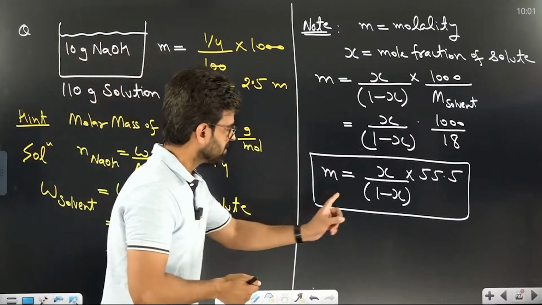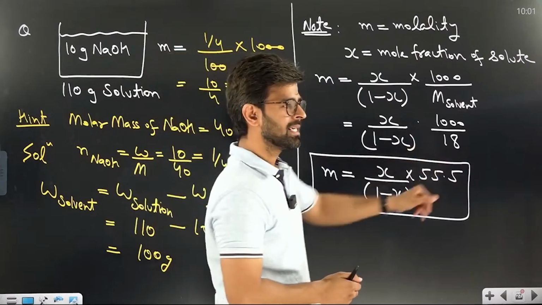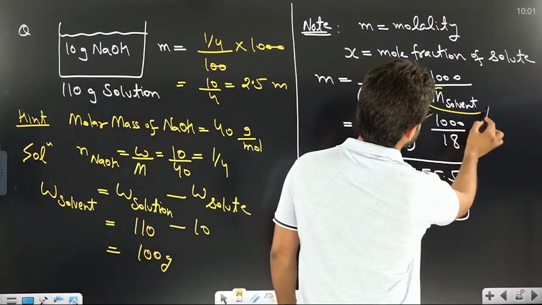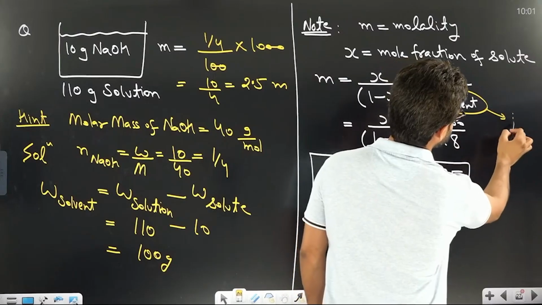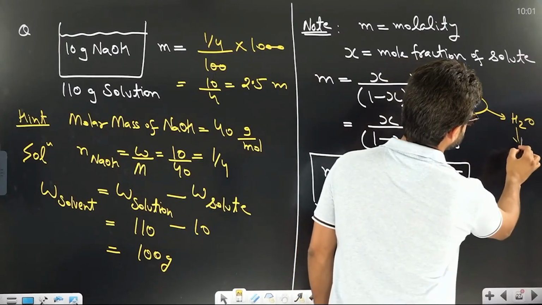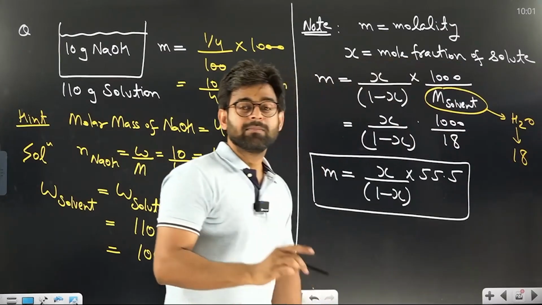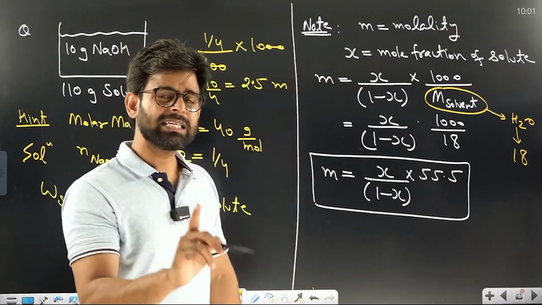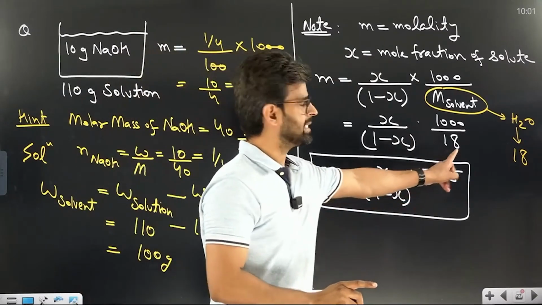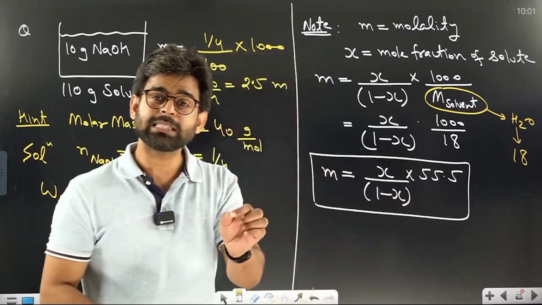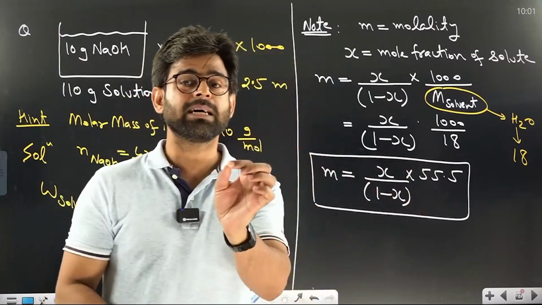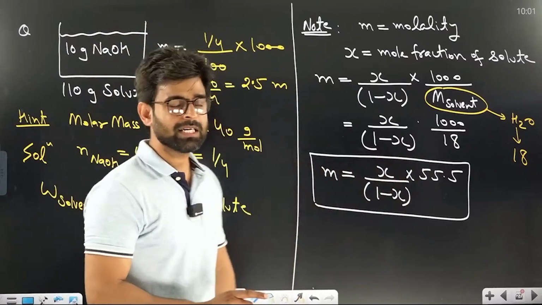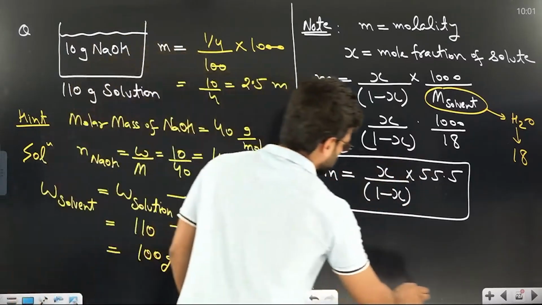Fine, bacha. 18 I am taking. Someone asking, sir, why 18? Because it is the molar mass of water. If I take water, what is the molar mass of water? 18. Because we take our solution in water most of the time. So in case of water, what molar mass do we take? 18. If solvent is something else, then molar mass can change. But here we will take how much? 18. Clear, bacha? So please write the answer to this question.